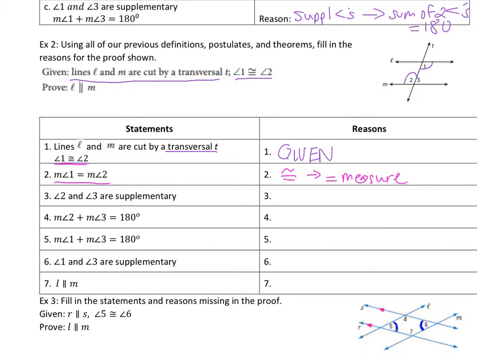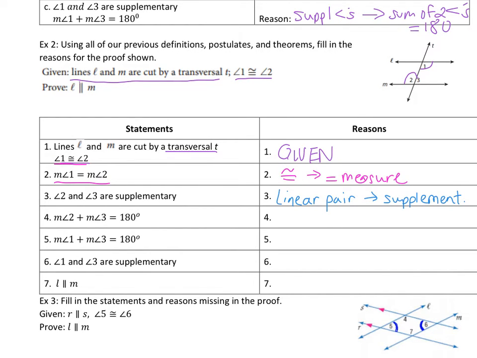Next, it pairs up 2 and 3 are supplementary. On this one, when we look above, they don't mention angle 2 and 3 together at all, so we need to look at our picture and see, could we have gotten something from the picture? So 2 and 3 are next to each other. Those are a linear pair because they're adjacent and they're supplementary. So because it's a linear pair, that implies that they are supplementary.